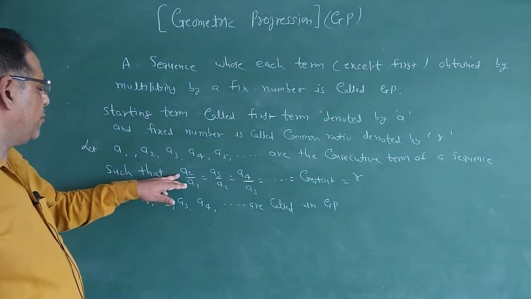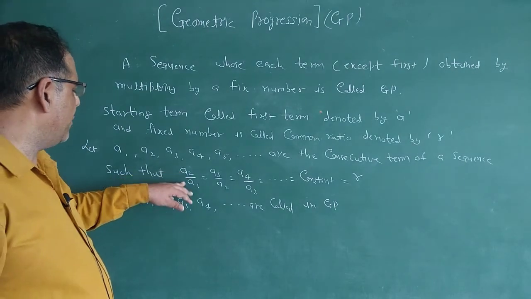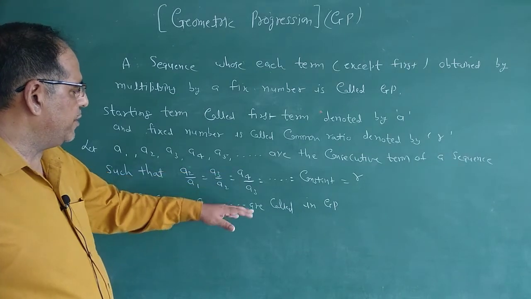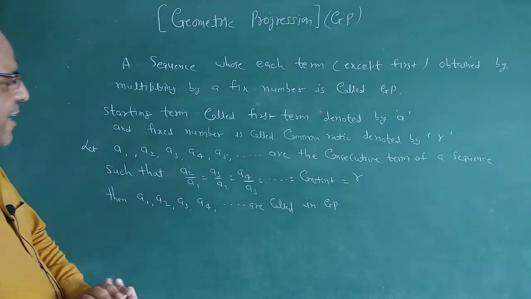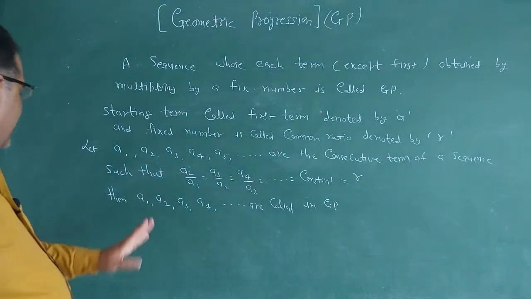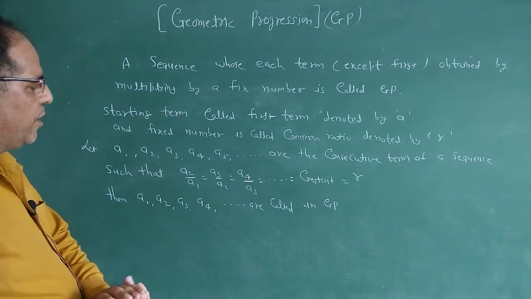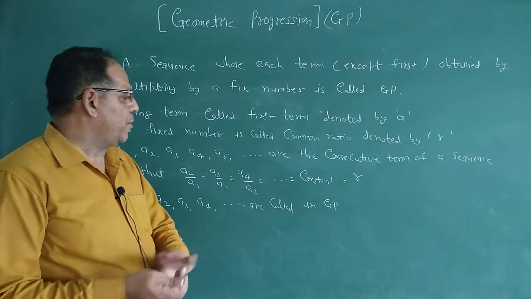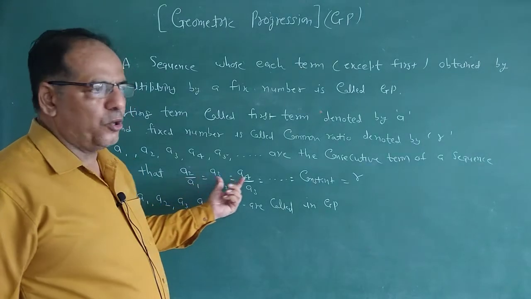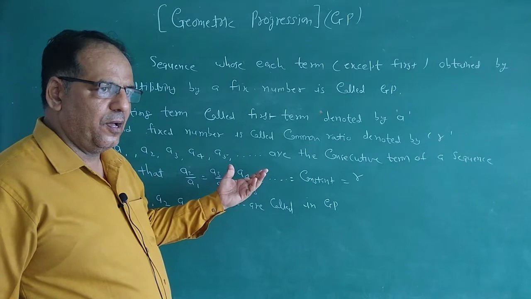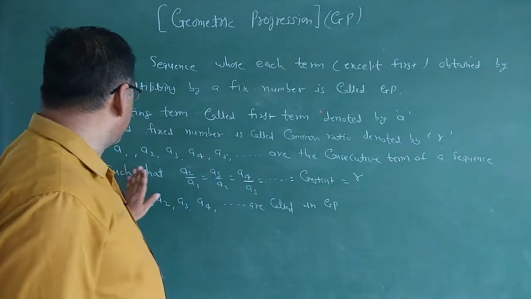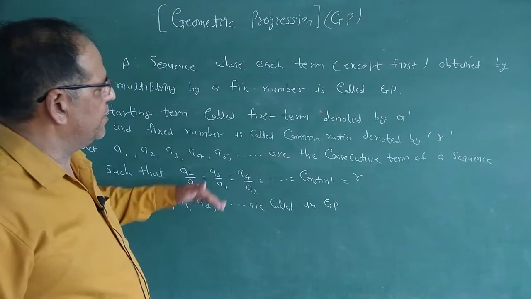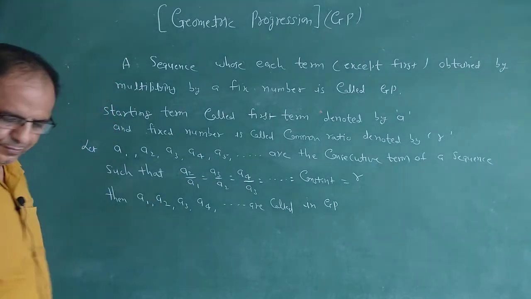If the ratio of consecutive terms, that means A2 upon A1 equals A3 upon A2 equals A4 upon A3, is constant, assuming it as R, then we can say A1, A2, A3, A4 are in GP. In an arithmetic progression, the difference of two consecutive terms is constant, and in a geometric progression, the ratio of two consecutive terms is constant. This is the difference between AP and GP.